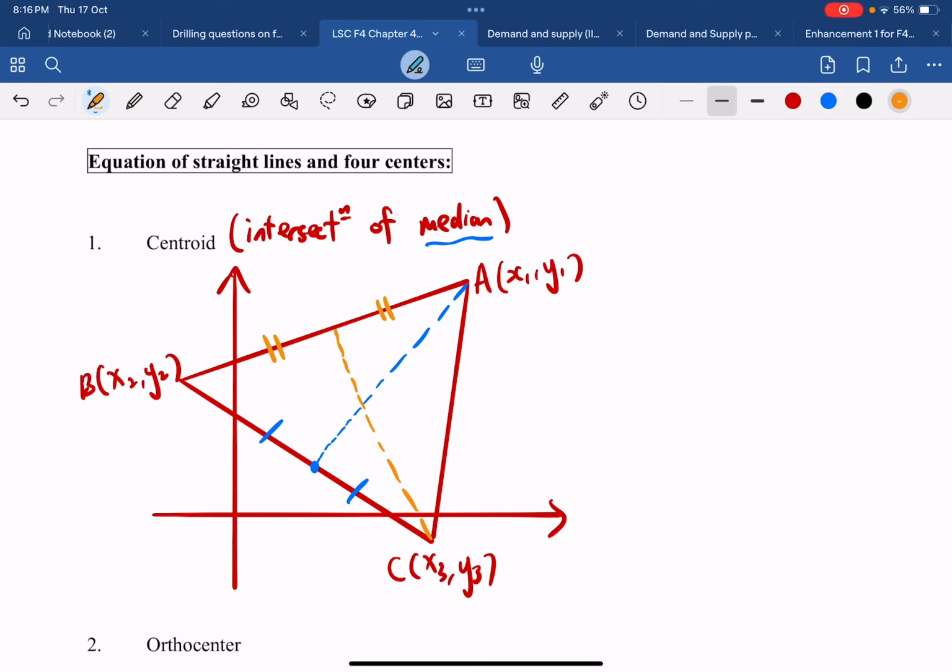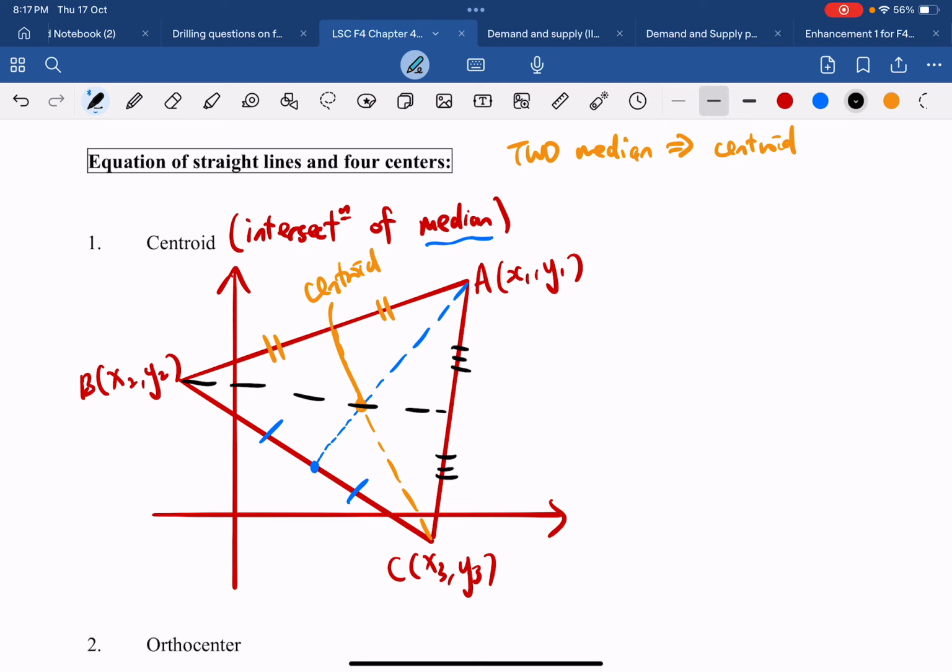And from these two medians, we can already locate the centroid. This is the centroid, okay? Remember, two medians, 2 is enough, okay? Because two lines can already have an intersection, right? Two medians, then you can get the coordinate of centroid. But for sure, we can also draw the third one. We can draw the median from point B to side AC. So it's something like this, okay?